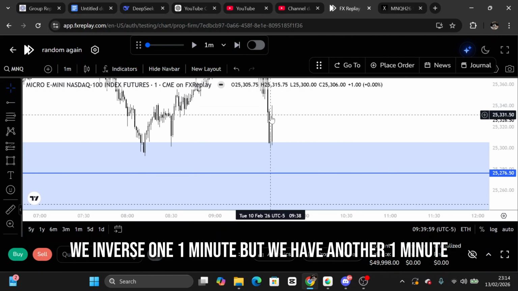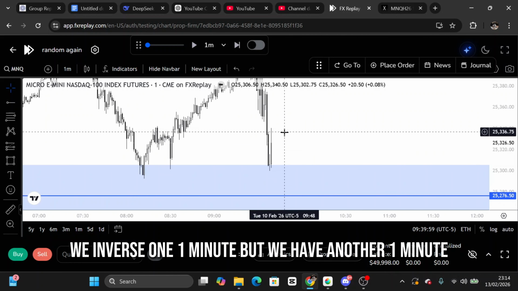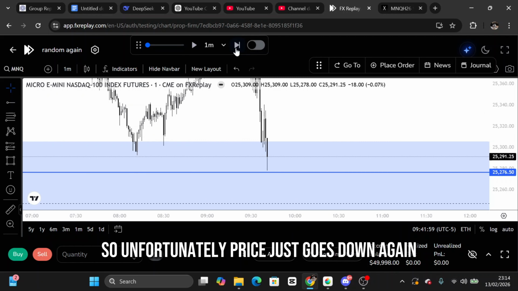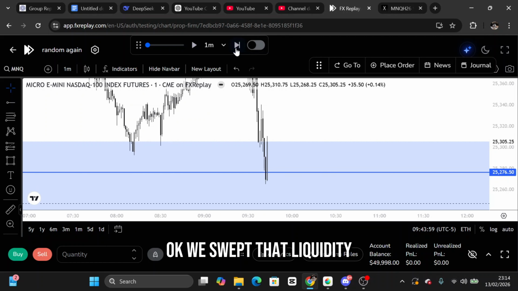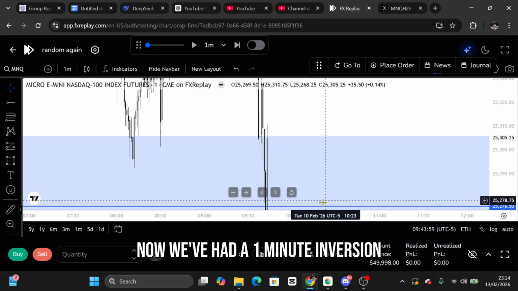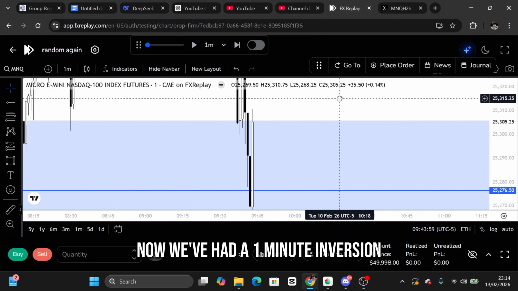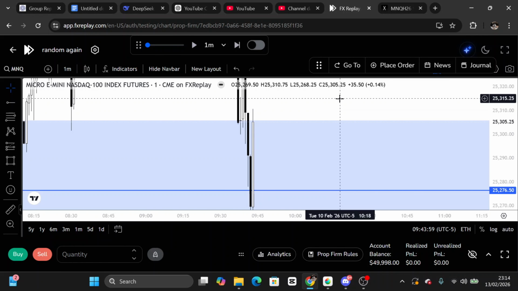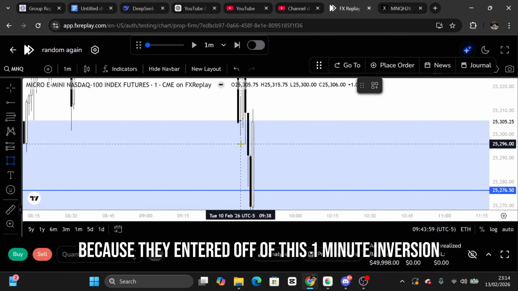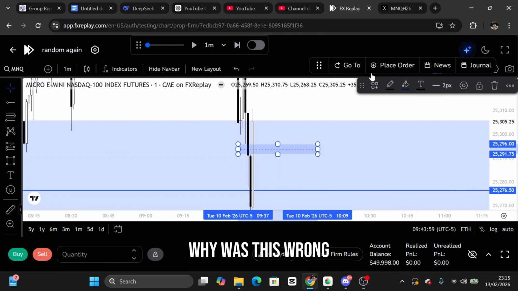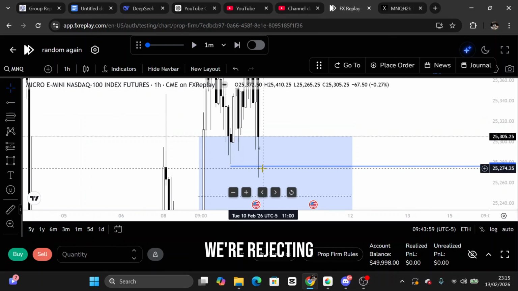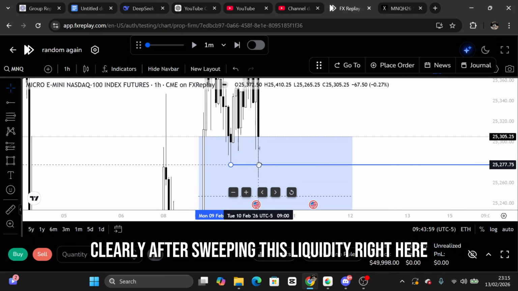And we dump. We inverse 1 minute, but we have another 1 minute, so unfortunately, price just goes down again. Okay. So that liquidity, now we've had a 1-minute inversion, and this is where most people failed to take a win because they entered off of this 1-minute inversion. Why was this wrong? On the hourly, it looks great. We've tapped into this hourly. We're rejecting clearly after sweeping this liquidity right here.